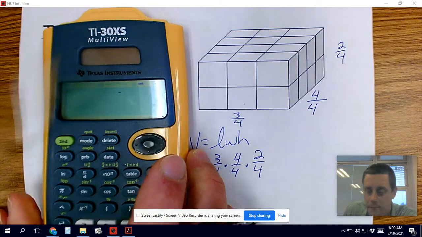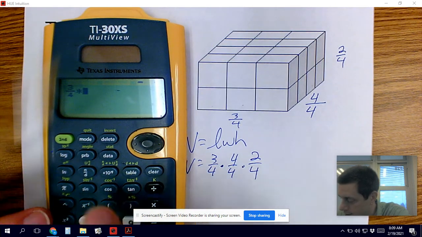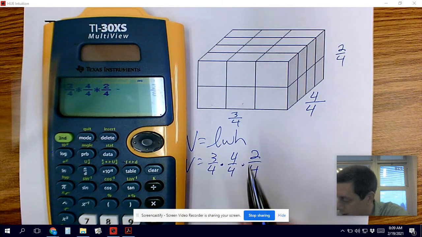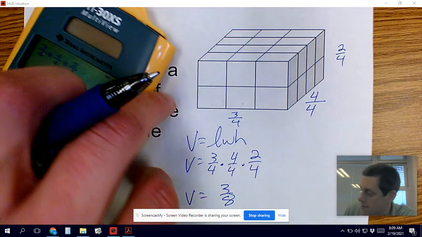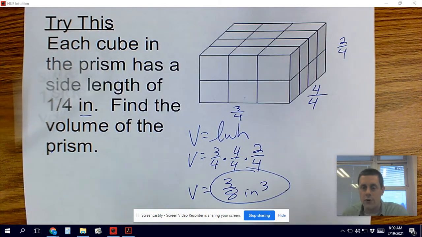Calculator time. 3/4 times 4/4 times 2/4. We get a volume of 3/8, and let's check our unit. These are inches, so my volume would be 3/8 of a cubic inch.